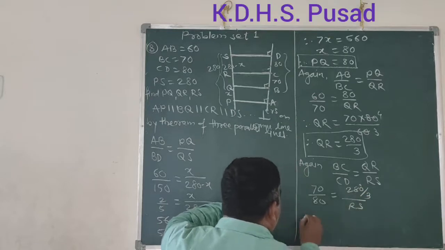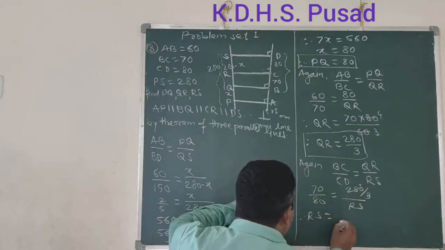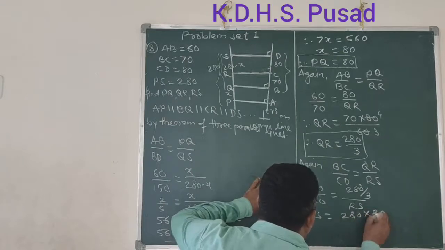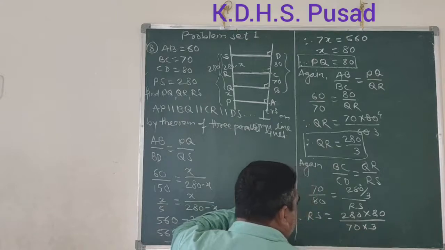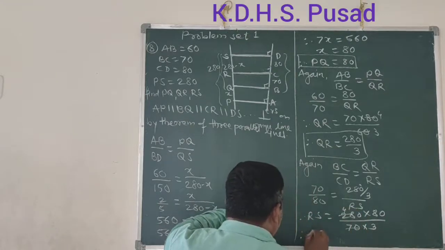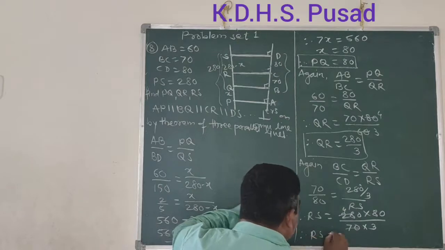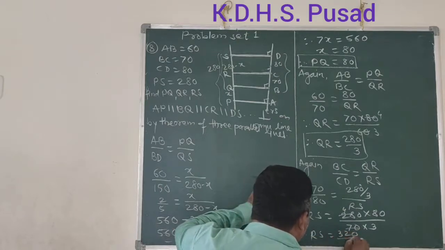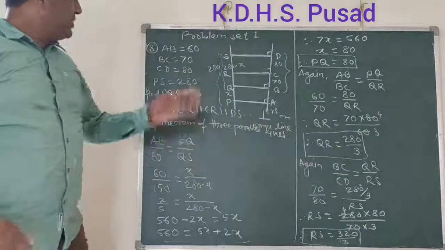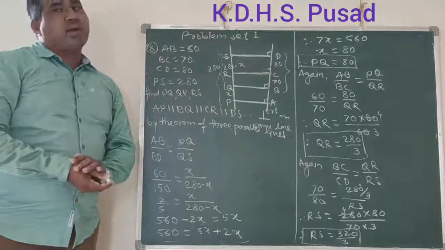So perform cross multiplication. RS equal to 280 into 80 by 70 into 3. So here 7 ones are, 7 fours are. Therefore RS is equal to 320 by 3. In this way we got the value of RS also. So using theorems we have to solve this question one by one.